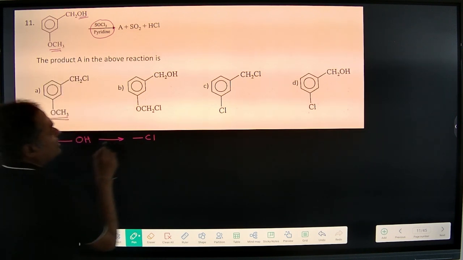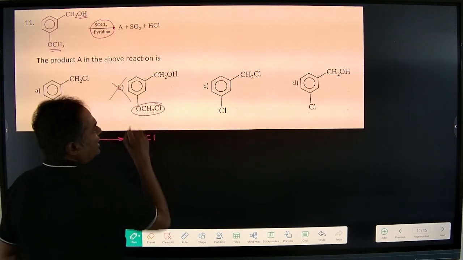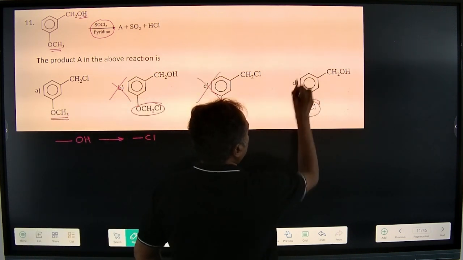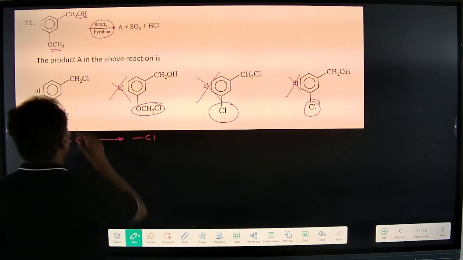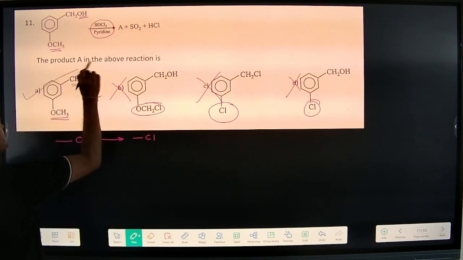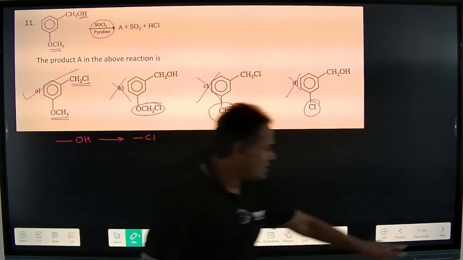So, here you can see it has been modified. So, this cannot be the answer. Here the Cl has got substituted, that is not possible. Over here this is also not possible. So, only one answer that I can see is the correct one, because your OH will get replaced by Cl. So, the correct answer is A. I hope this is clear. Let us take the next question.